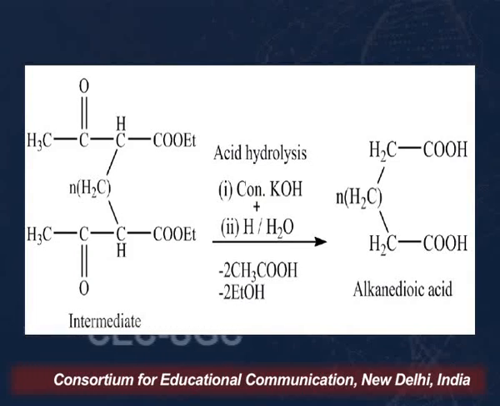So this group, that is the ethyl ester COOEt, is being converted into a carboxylic group by hydrolysis. And what you have to remember here is that OH will go to the carbonyl group and H will go to the ethoxy group, resulting in the formation of a dicarboxylic acid.